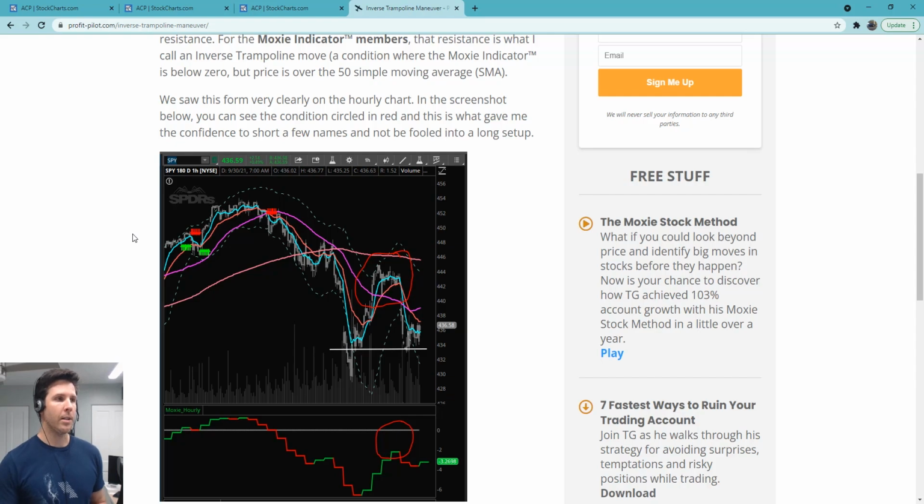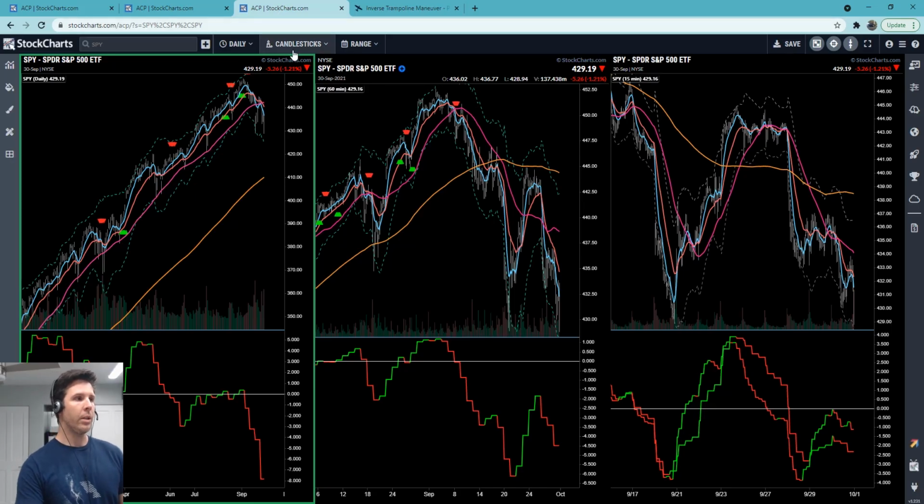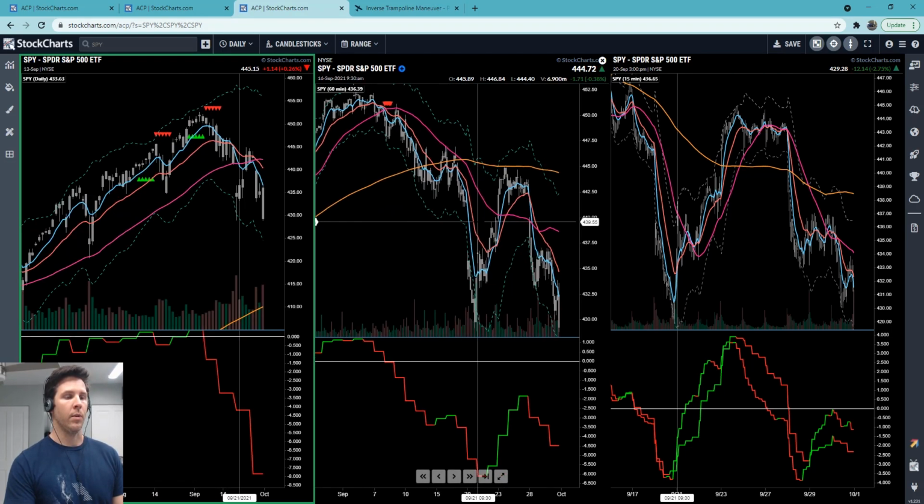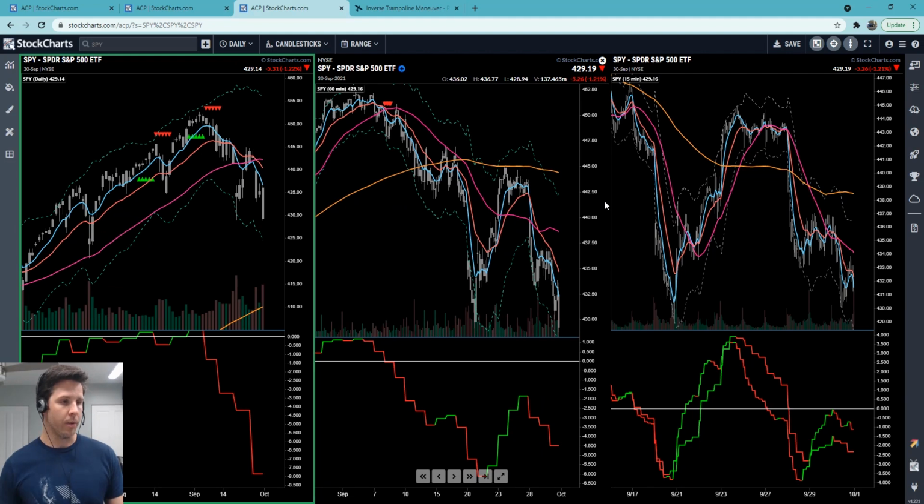All right, so let's get into it. We're going to go over here into the markets themselves, and what we can see is basically everything has been moving down. A couple of things I want to point out so you guys can figure out how I trade using the Moxie Indicator. The inverse trampoline move is that price should not be over the 50 SMA, whatever time frame you're looking at or working with. So price should not be over the 50 while the Moxie indicator is below 0. Here is the 0 line, and you can see that the Moxie indicator is very much below 0.